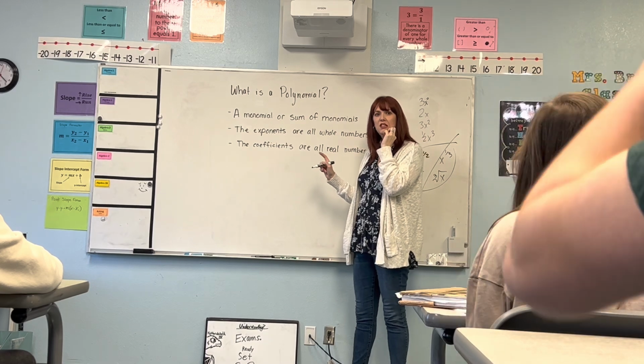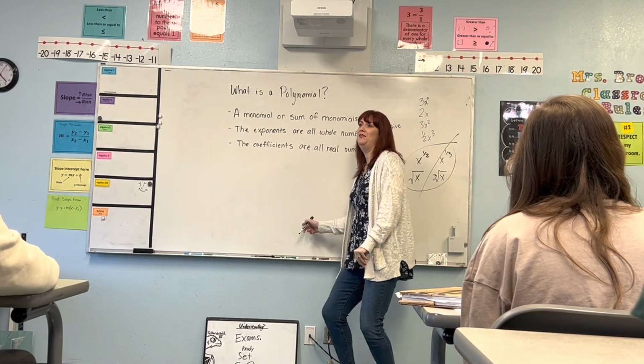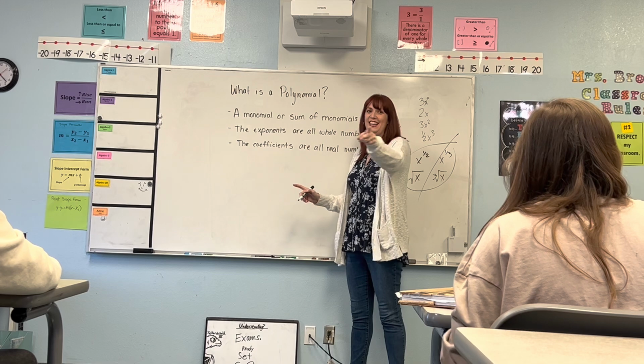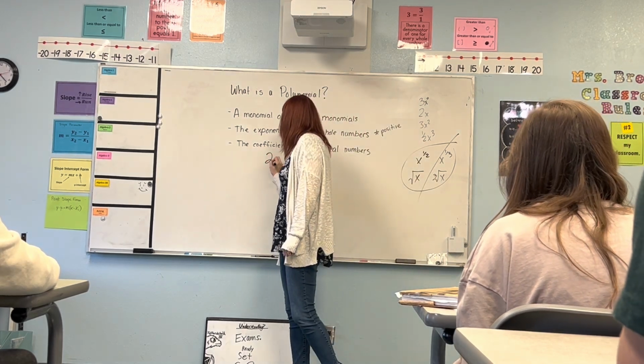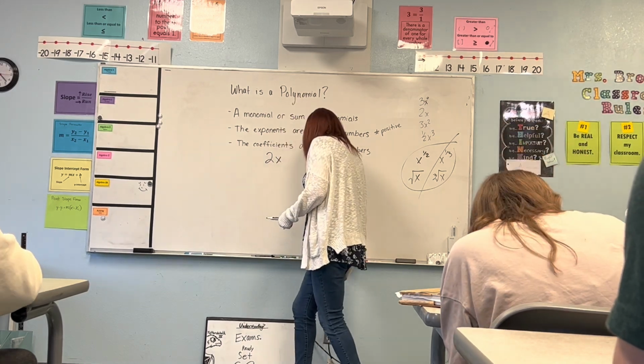The number in front of it. Yes, like 2x, the number in front of the x. Super good. So a coefficient would be like that.